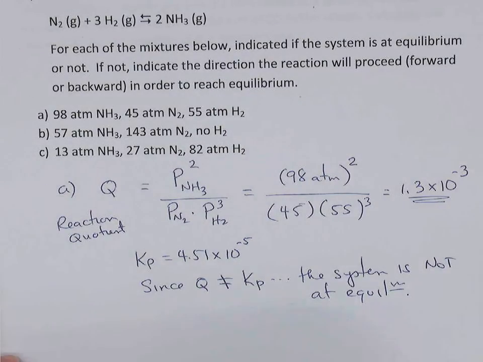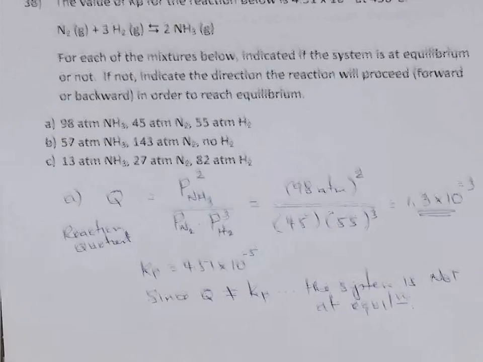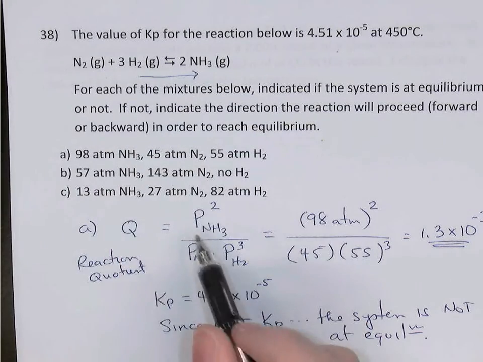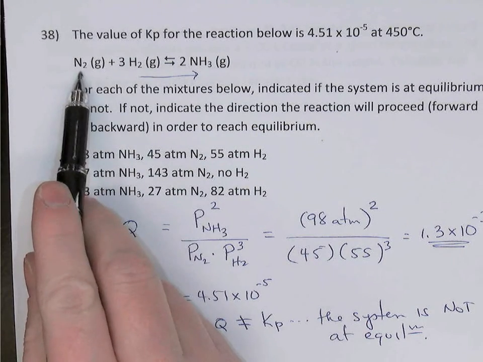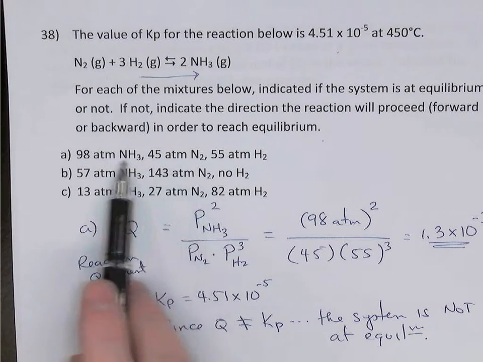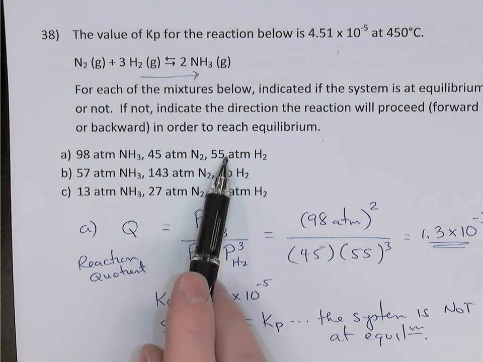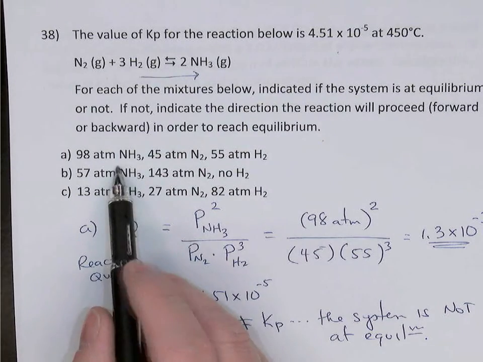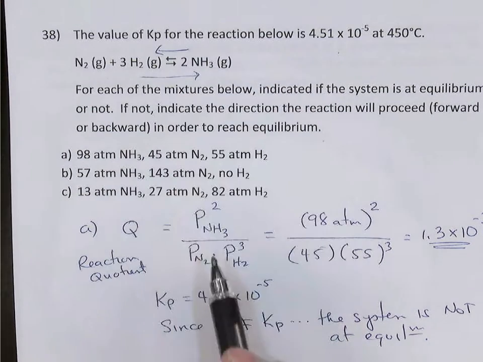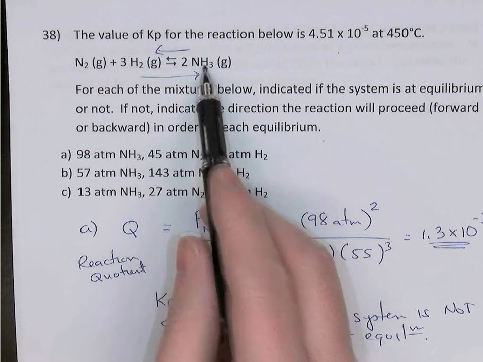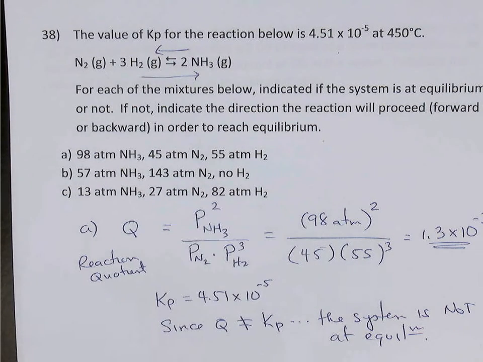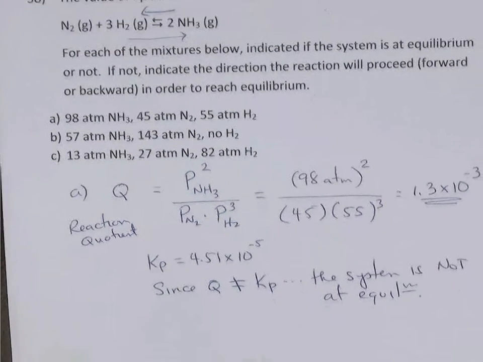But can we now conclude the direction that the reaction will go? So for example, will we shift in the forward direction? If we do, we're going to cause the pressure of nitrogen and hydrogen to decrease, while increasing the pressure of ammonia. Or will we shift in the reverse direction, which will cause the pressure of ammonia to drop and the pressure of nitrogen and hydrogen to increase? So what direction will this reaction shift in order to reach equilibrium?